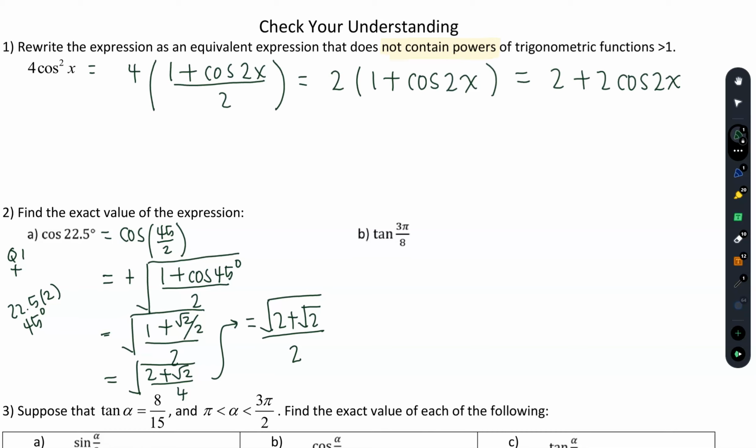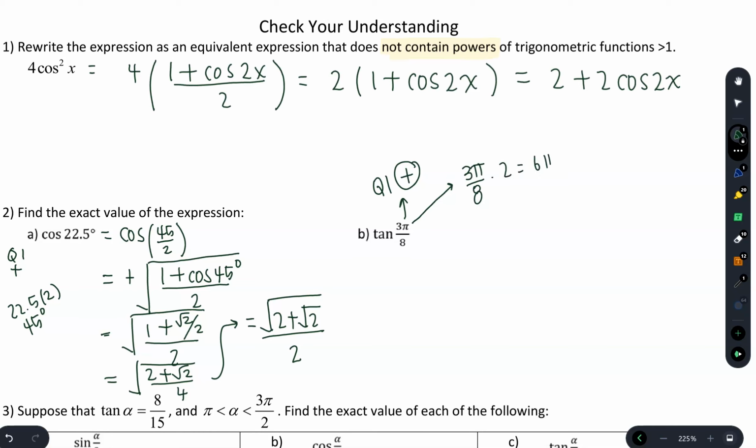All right, what about tangent? So tangent of 3 pi over 8. So 3 pi over 8 is in quadrant 1, and tangent then is positive in quadrant 1. Okay. Well, how do I find out what my alpha is? So I'm going to say 3 pi over 8 times 2. So that's what? 6 pi over 8. So 6 pi over 8.